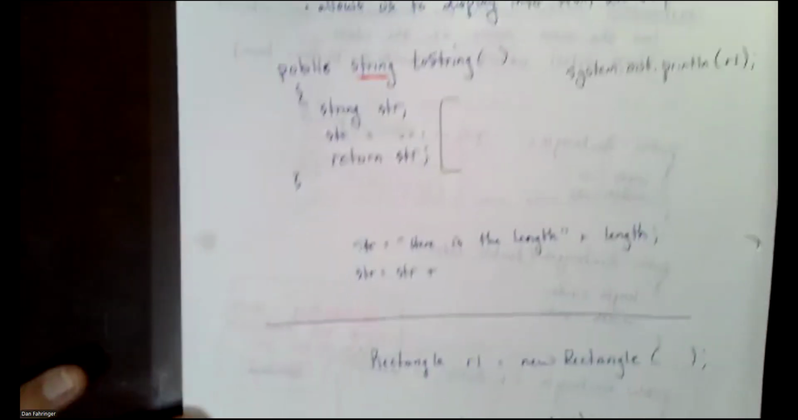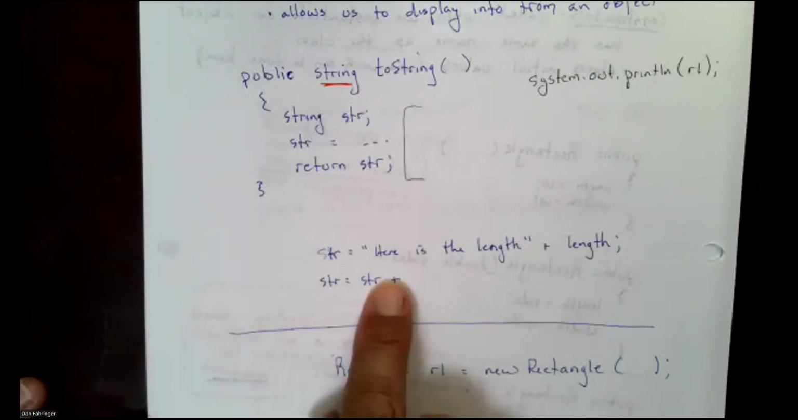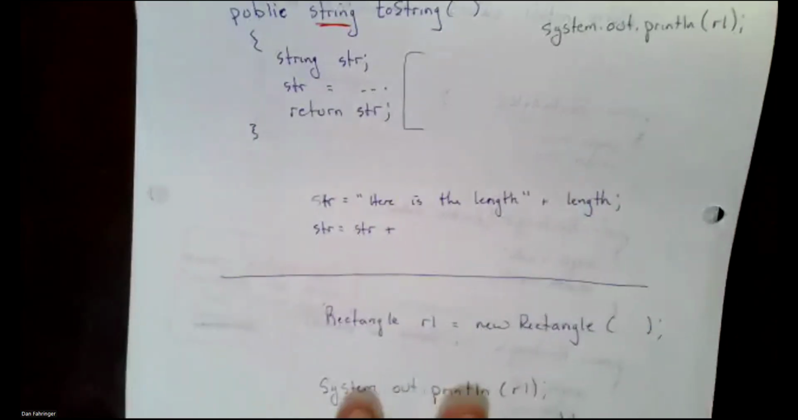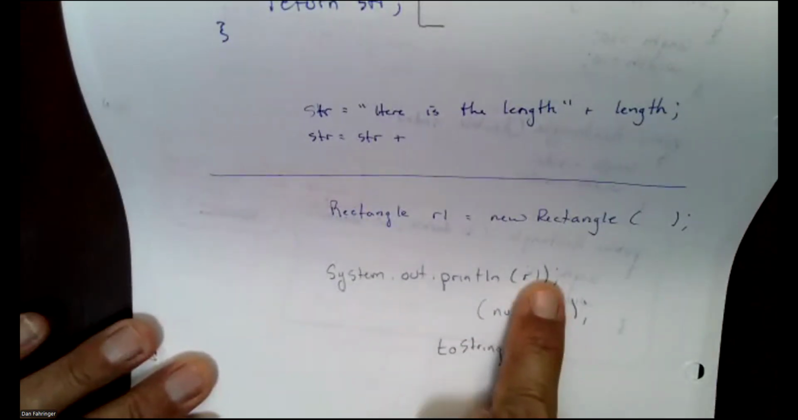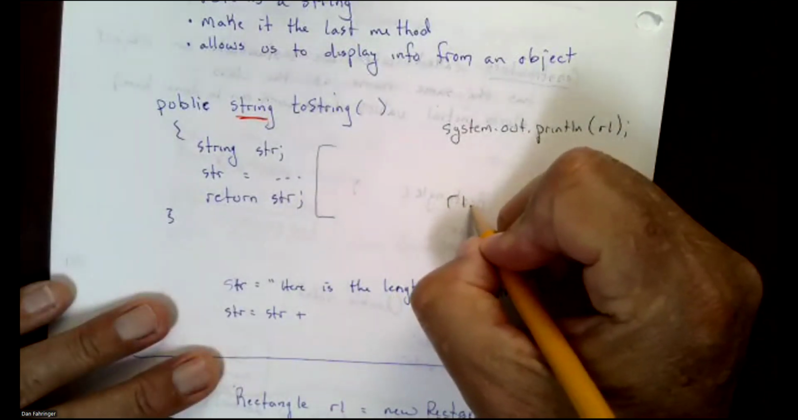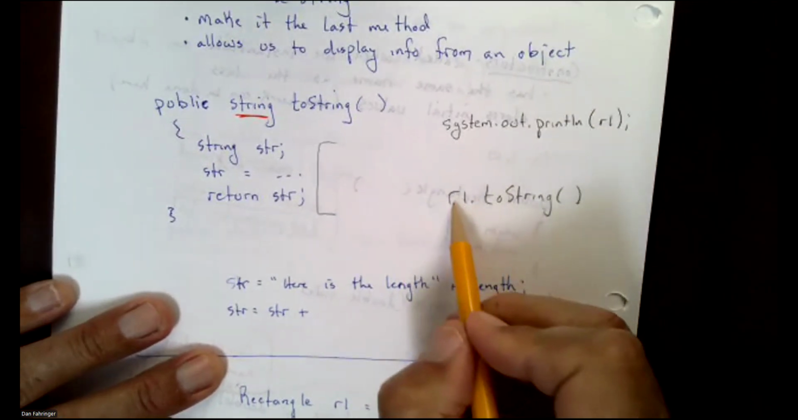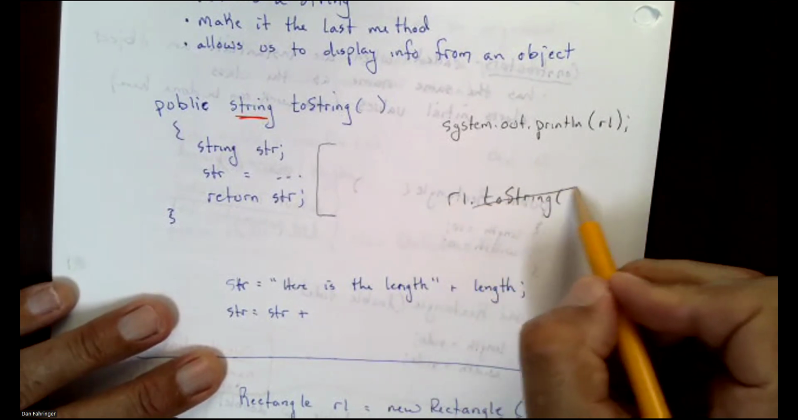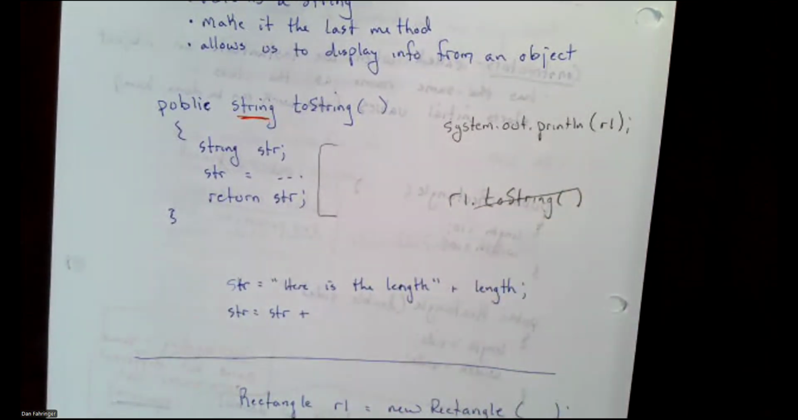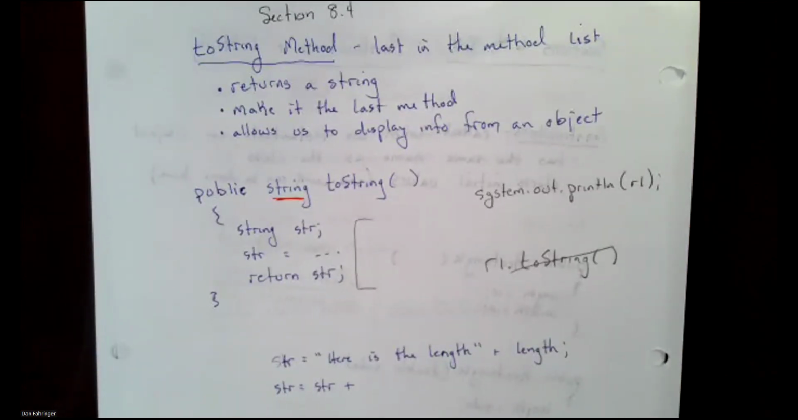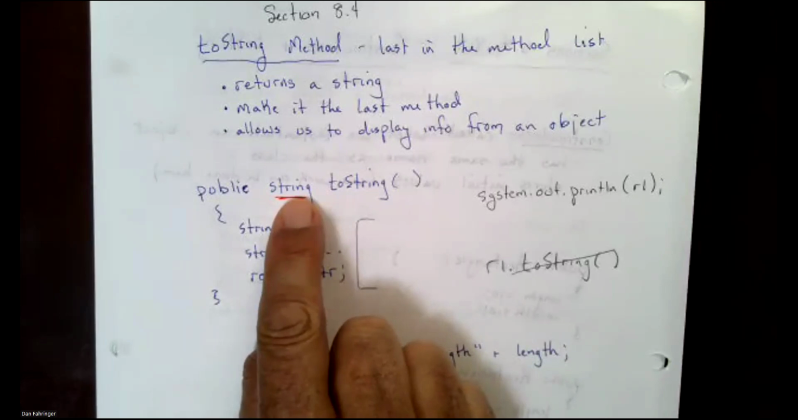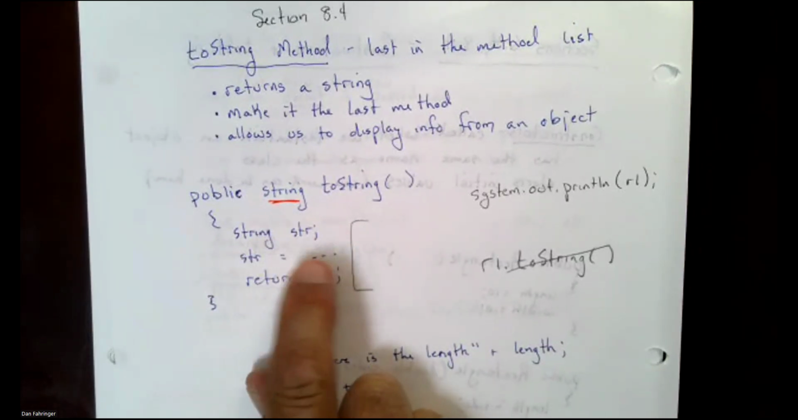The toString, right? We create a nice big string and then we just print out the object. We would just be printing out R1, right? We don't need R1.toString. We don't have to call the method. When I try to display R1, it automatically calls toString. It goes and gets it. All right. Big number 2 today: the toString. It returns a string. It's whatever string I created.